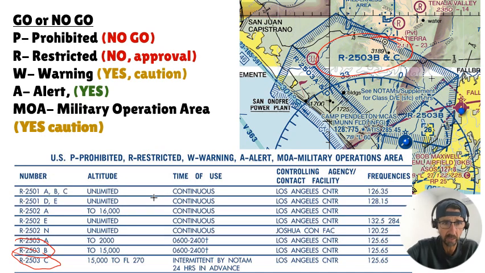Altitude to 1,500 feet. So this is from the surface up to 1,500 feet, from 6 to 2,400 hours, Los Angeles, and then it has a frequency that you can call. But basically this whole area is restricted from the ground up to 1,500 feet. I could call on the frequency and see if it's active, but just go around it. It's Camp Pendleton, so I don't want to mess around with Marines. Not something I feel like doing.